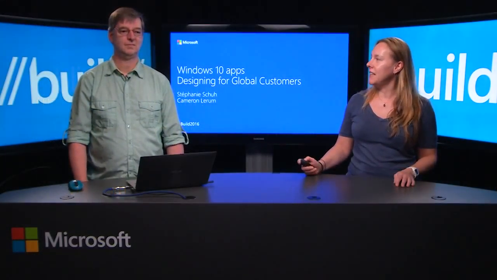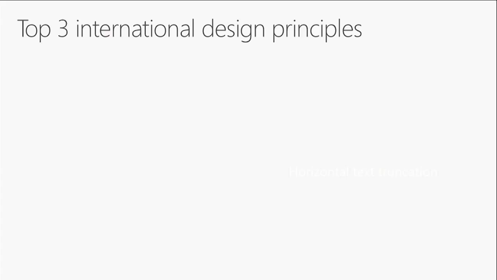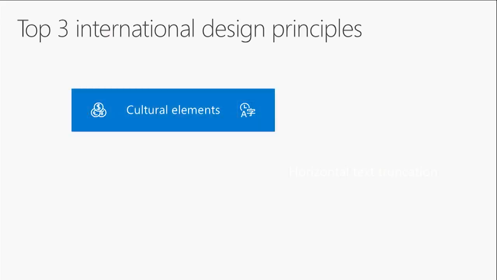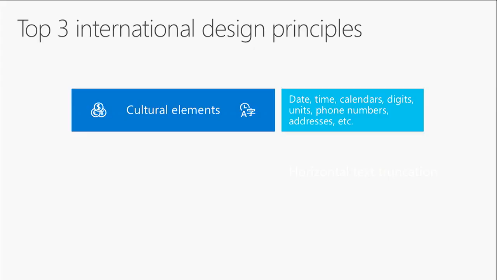We're going to get started, and we're going to present to you what we think are the top 3 international design principles. So when you design for international audiences, always remember to take into account the cultural elements. Cultural elements are things like date, time, calendars, digits, the way you write phone numbers or addresses.